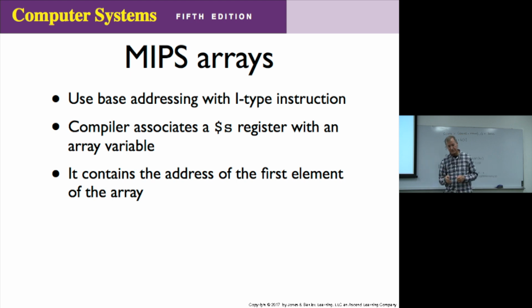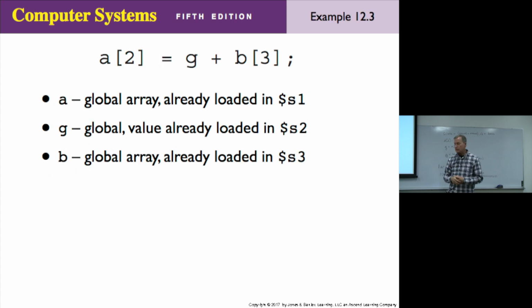Well, you'll see. We'll see. So, this is like programming in microcode. We don't have all these complicated addressing modes, so we have to calculate the address ourselves at the ISA level. So let's see how to translate A sub 2 gets G plus B sub 3.